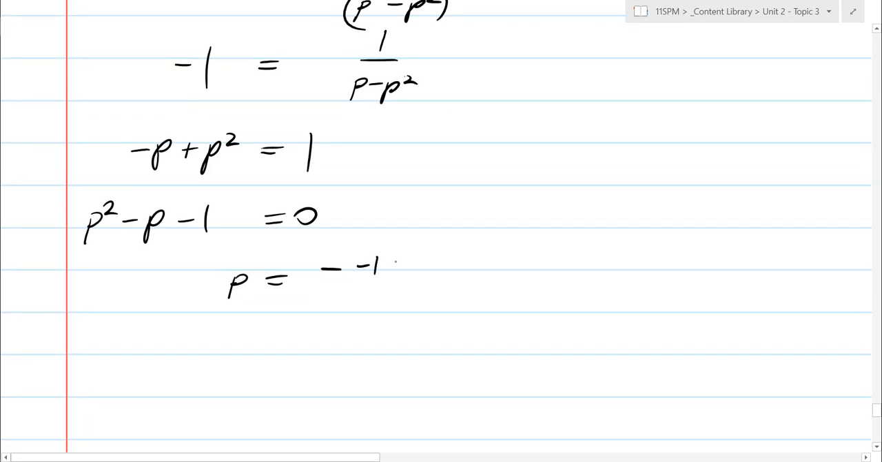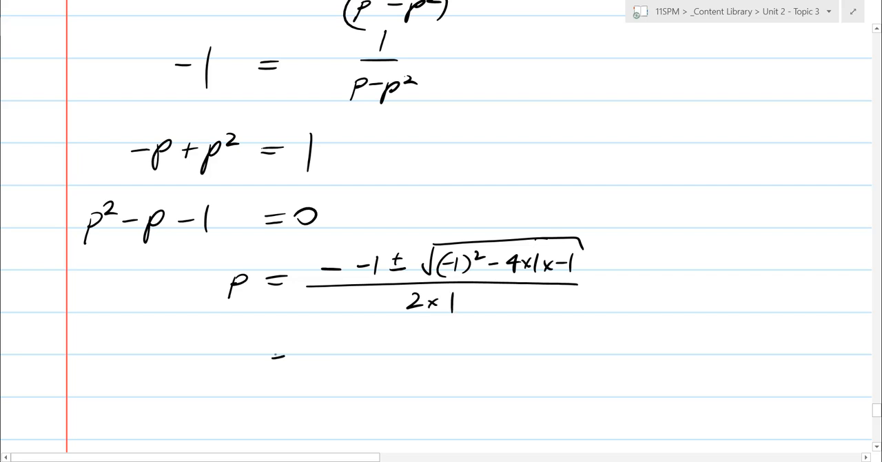Anyway, I get -1 plus or minus the square root of B squared, which is -1 squared, minus 4 times 1 times -1, all over 2 times 1, and that gives me 1 plus or minus the square root of 5 over 2, and that is indeed the golden ratio. So P has to be that, either 1 plus the square root of 5 over 2 or 1 minus the square root of 5 over 2 for that to work, going through that way.